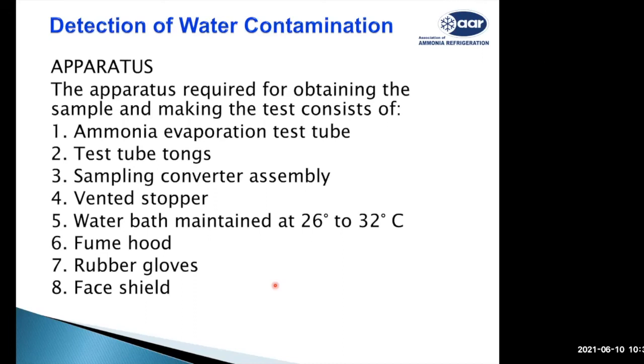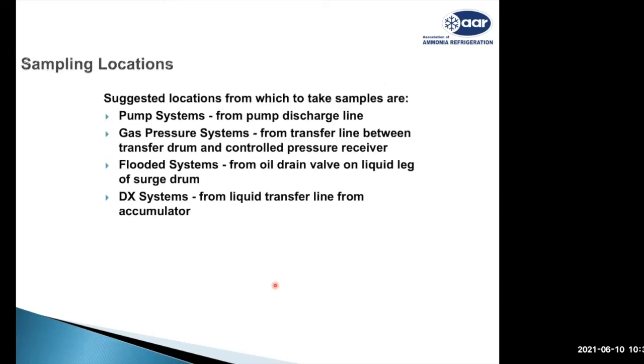So what I need is an ammonia sampler or a test tube. There are some holders for the test tube, and the test tube should have a marking on it. I also need a holder to keep these things. And of course, I need to use a PPE kit, face shields, and rubber gloves so that I can be protected when doing this. So what are the sampling locations where I can take it from?